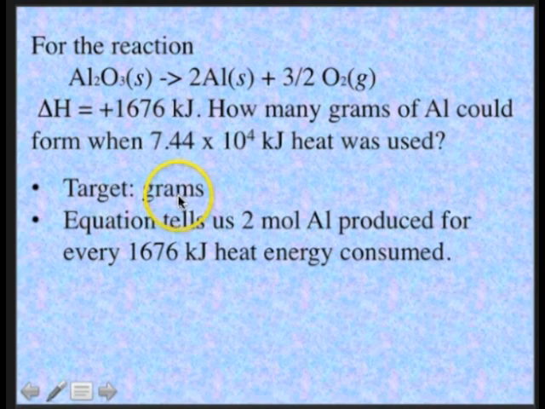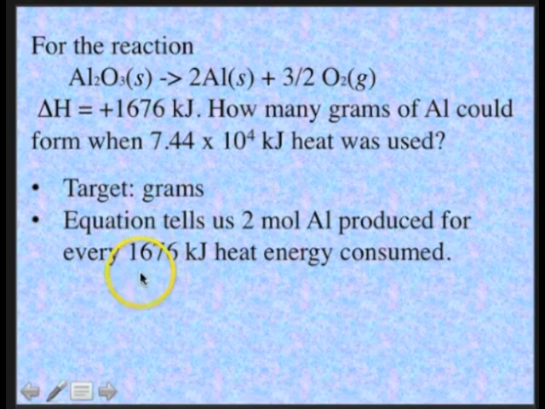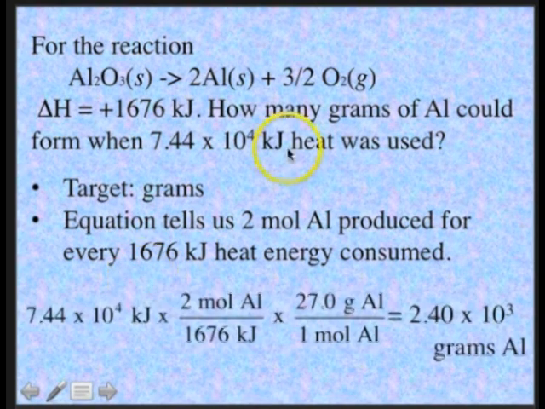Now, the target of this reaction is grams, and the balanced equation here tells us that 2 moles of aluminum are produced for every 1676 kilojoules of heat energy consumed. That's what this balanced equation tells us, and what the enthalpy for the decomposition tells us. So there's your conversion factor, and now you're able to use that conversion factor if you set it up this way. 7.44 times 10 to the 4 kilojoules.